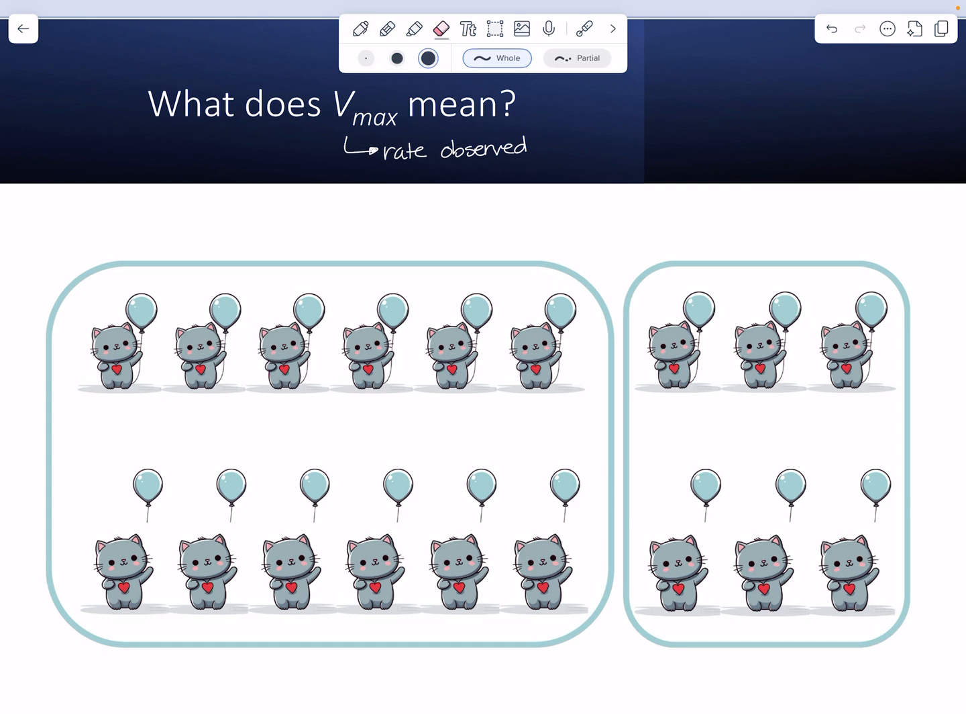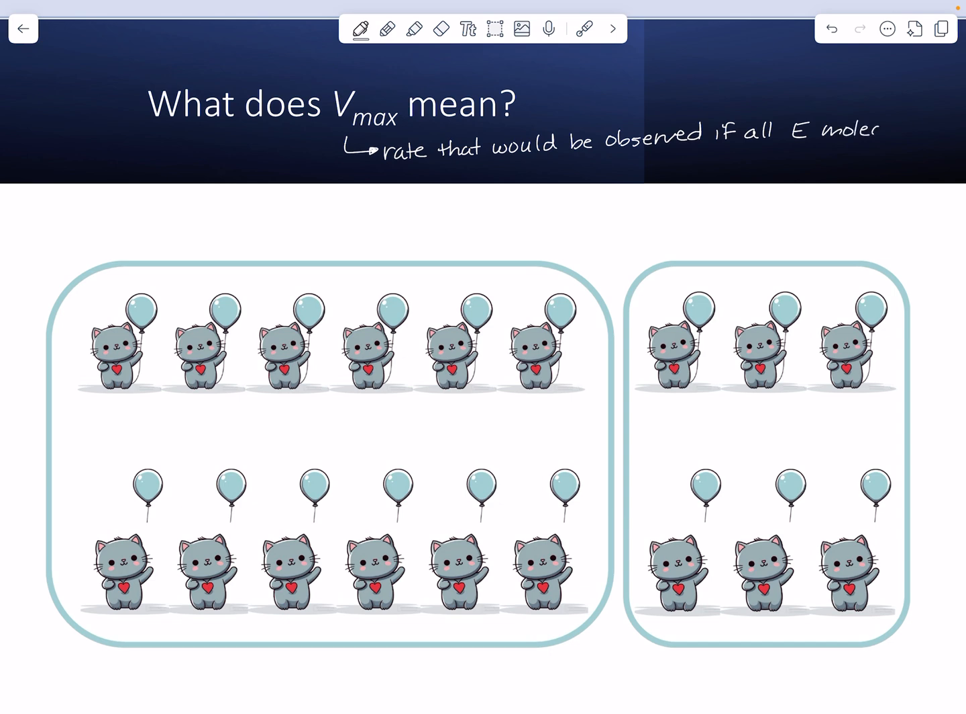It's the rate that would be observed if all enzyme molecules in a sample released product at once. So what that assumes is that they all started out with product bound.